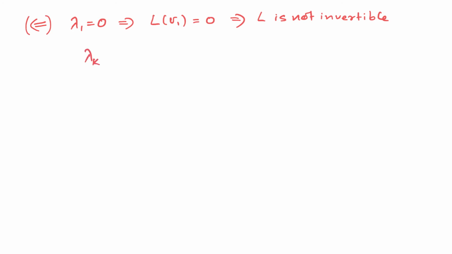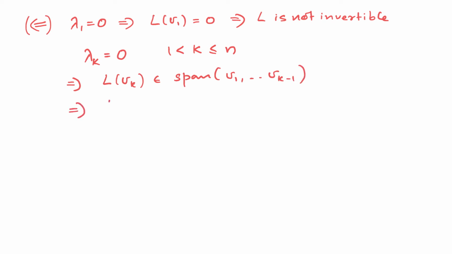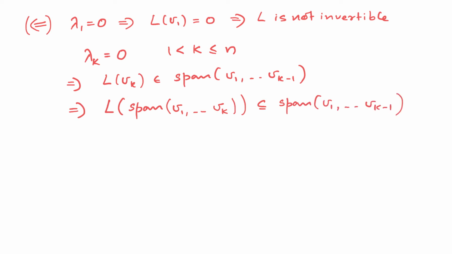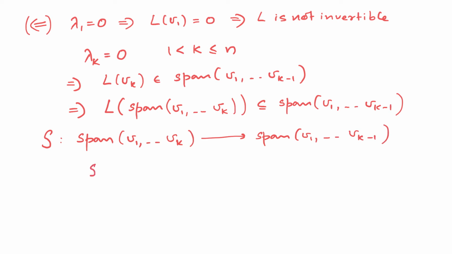So assume that lambda k is equal to 0 for some k that is strictly greater than 1 and less than or equal to n. This would imply that L of Vk will belong to the span of V1 to Vk minus 1, which would imply that L of the span of V1 to Vk is a subset of the span of V1 to Vk minus 1. Therefore, we can consider the linear map S from the span of V1 to Vk to the span of V1 to Vk minus 1 such that S of V is equal to L of V.